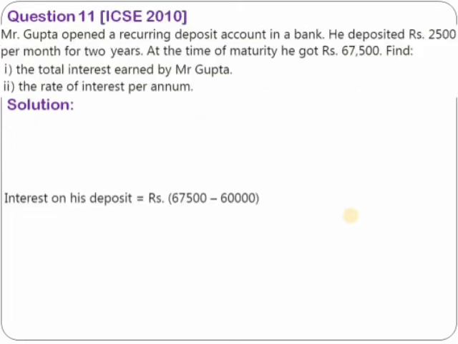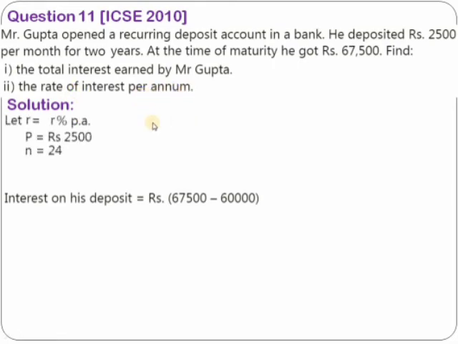Okay, let's have a look at this question now. So question says, Mr. Gupta opened a recurring deposit account in a bank. He deposited 2500 per month for 2 years. At the time of maturity, he got rupees 67,500. Find number 1, the total interest earned by Mr. Gupta. Number 2, the rate of interest per annum.